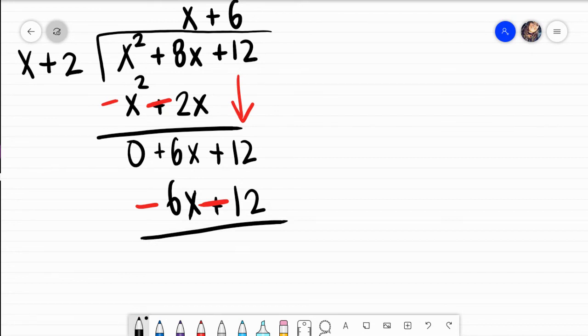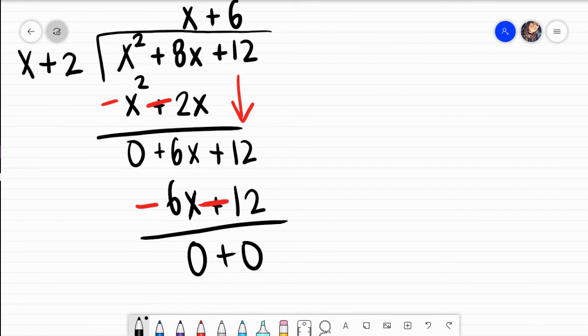If you look at 6x minus 6x, those are additive inverses. They go to 0. If you look at a positive 12 and a negative 12, those are also additive inverses. They go to 0. So, I mean, technically, I just went to 0, right?